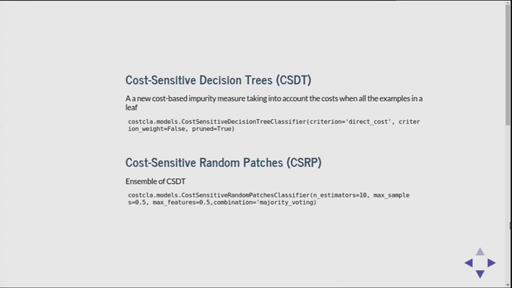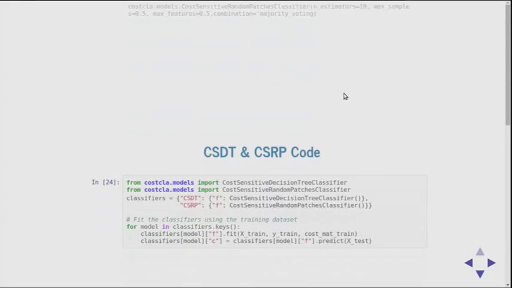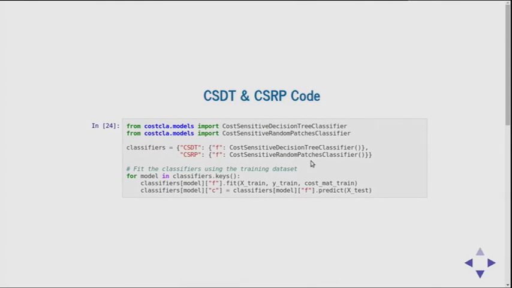In particular, I use random patches, which is fairly similar to random forest. Again, a very simplistic way to say it. Both are already implemented, so it's just a function. And the way to call it is, as in scikit-learn, you just need to include the new parameter, that is the cost matrix, that the algorithm needs in order to be able to make the prediction.